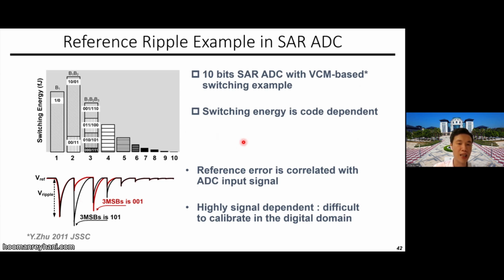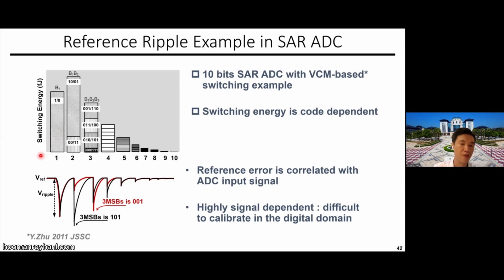All right, so here is a typical condition. We extract the switching energy in every bit. Here is a 10-bit VCM-based SAR ADC. In each cycle, it will consume different power, different energy from the switching. That switching energy is also proportional to how much current you draw from your reference buffer.